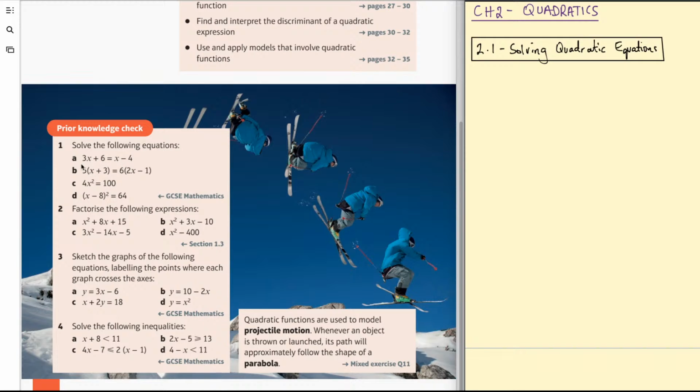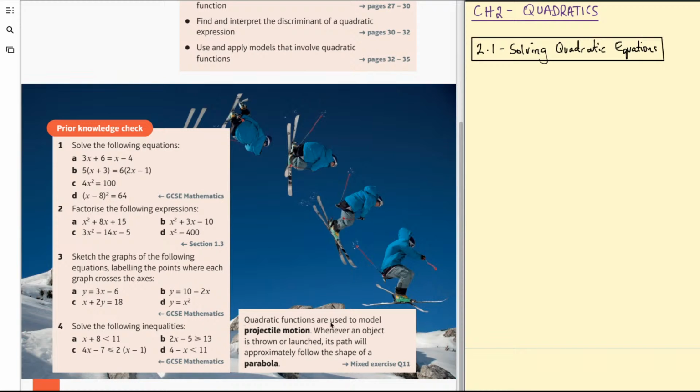These are equations with, well, the first two have two unknowns, and then these are quadratics as well. So you can see this is all from GCSE mathematics. Factorize the following expressions, so you should be able to factorize quadratics. Even sketch the graphs of these equations. So these are straight line graphs, and then they also expect you to know the graph of y equals x squared. And even inequalities as well, so you should be able to solve inequalities.